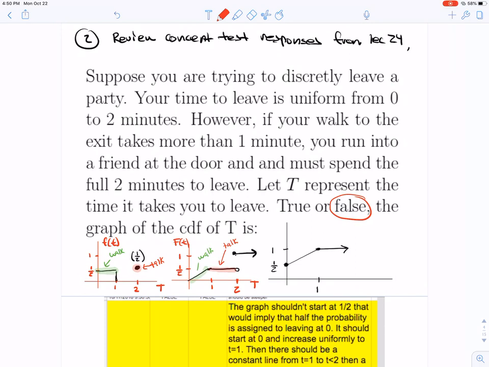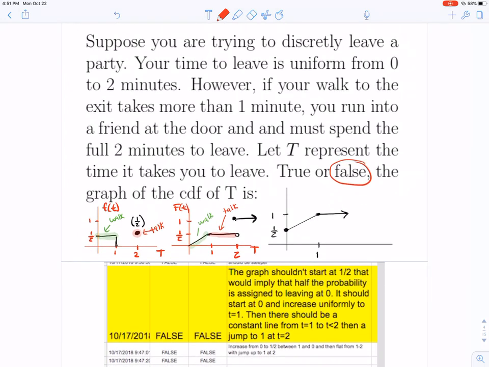So we then talked about a review. We reviewed the concept test responses from last Wednesday. Remember, we were talking about leaving a party, time to leave a party.